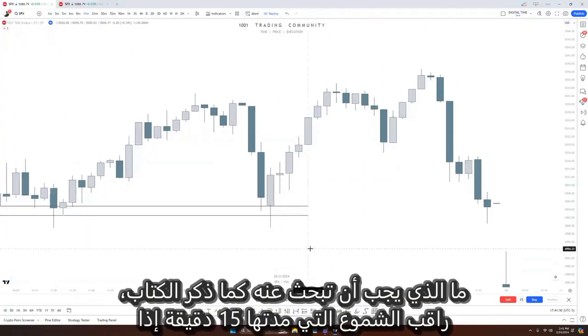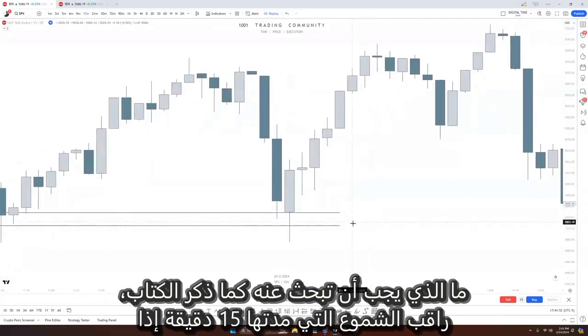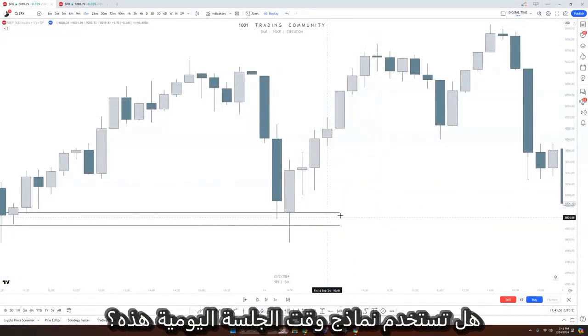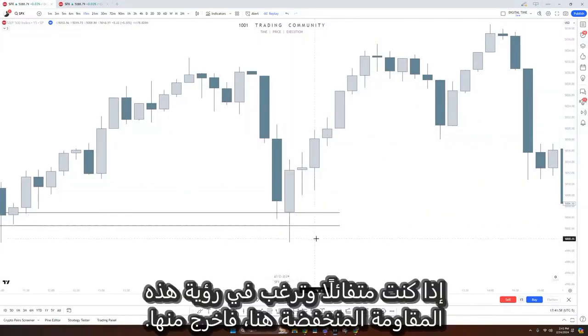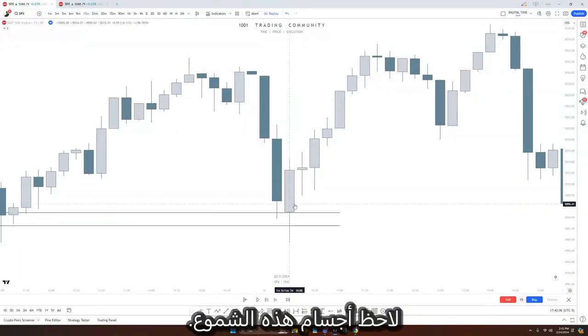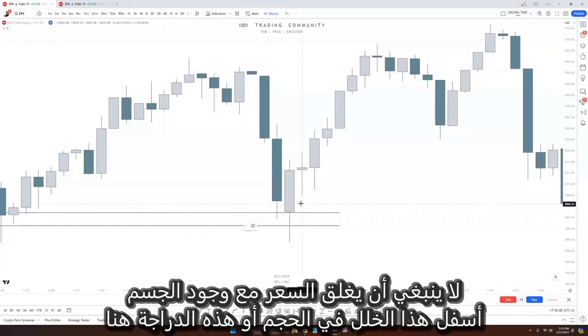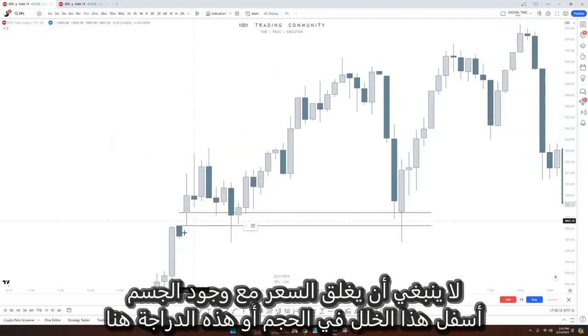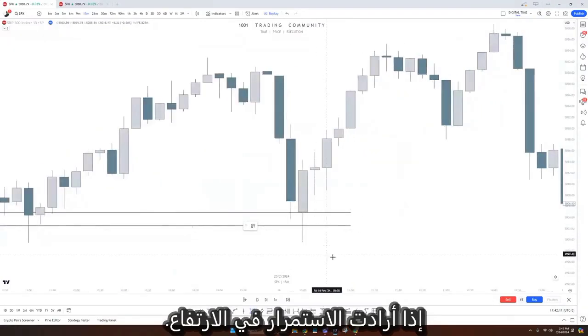Okay? What should you be looking out for? As the book states, observe 15-minute candles if you're using these daily session time models. If you are bullish and you want to see this low resistance up here be taken out, observe the bodies of these candles. Price should not close with a body beneath this volume imbalance or this BISI over here if it wants to continue higher.